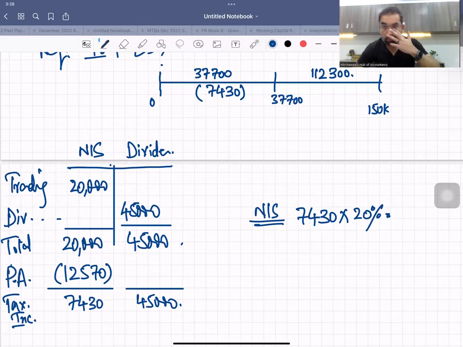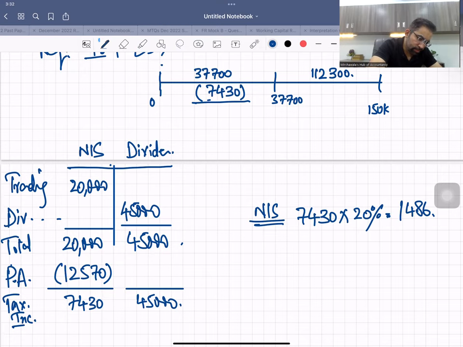7,430 times 20%, how much? It's 1,486. Now please check the remaining capacity. 37,700 minus 7,430. It's 30,270. Now this is the remaining capacity of first band left. Now this remaining capacity we'll use for dividend income.